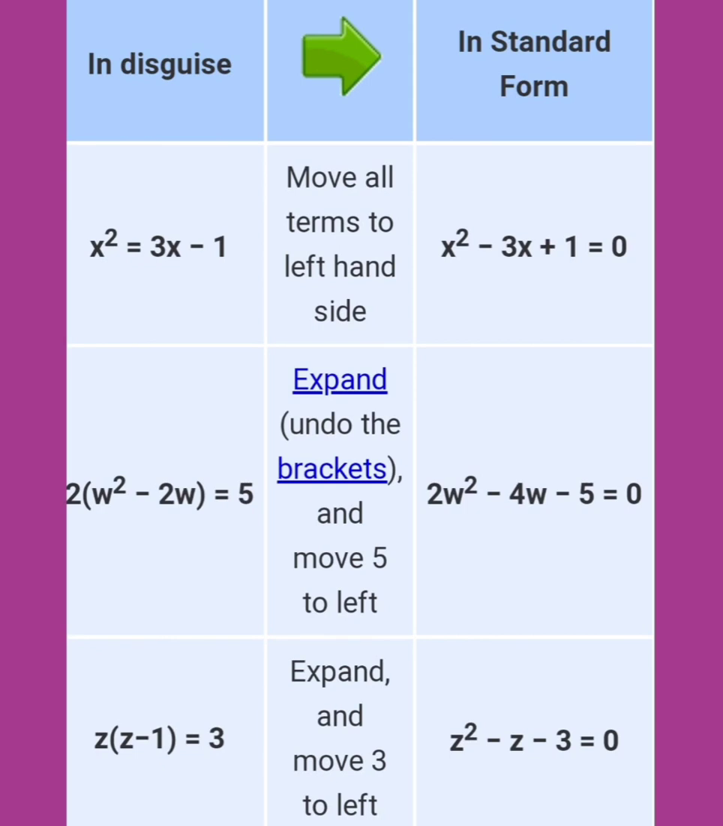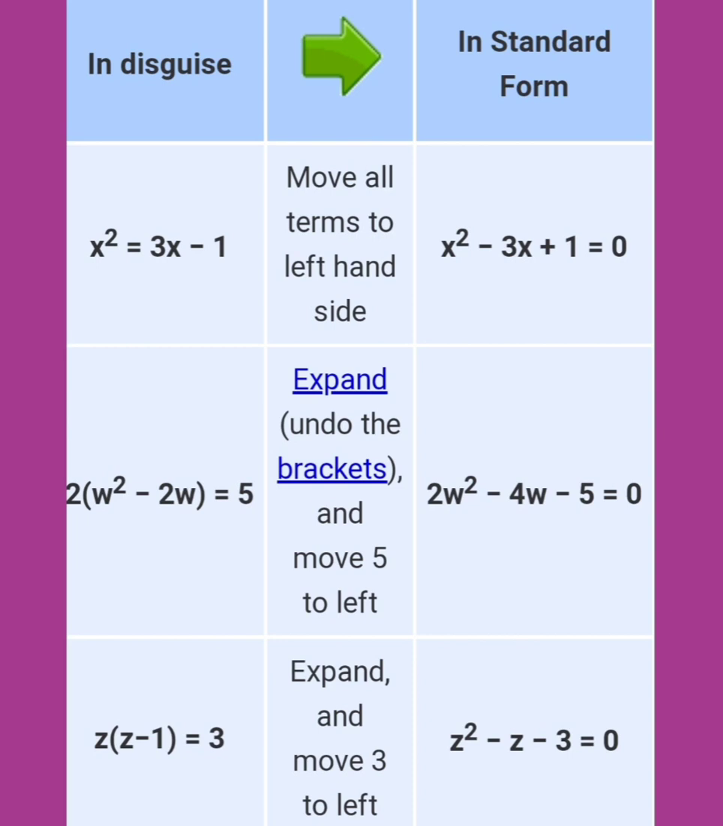Now let us see some examples of the quadratic equation. Some equations are in disguise. That means they are not in the standard form. How to convert them into standard form? That is what we focus on in this session.